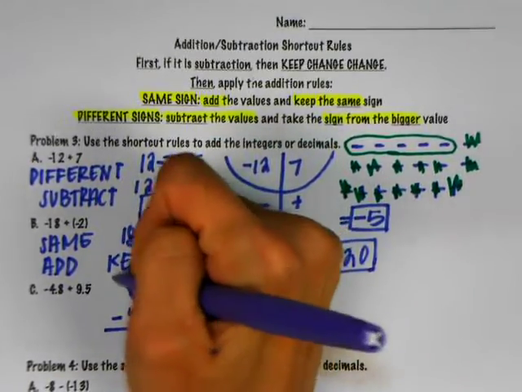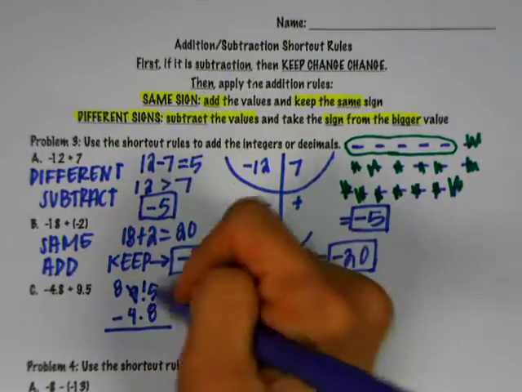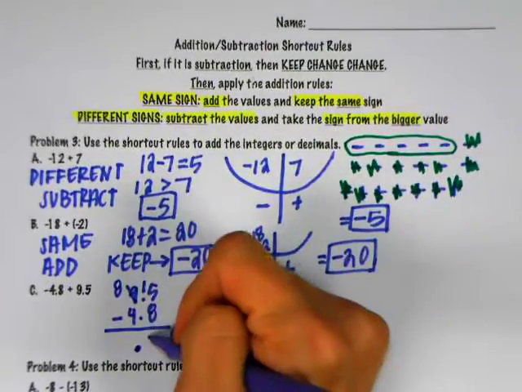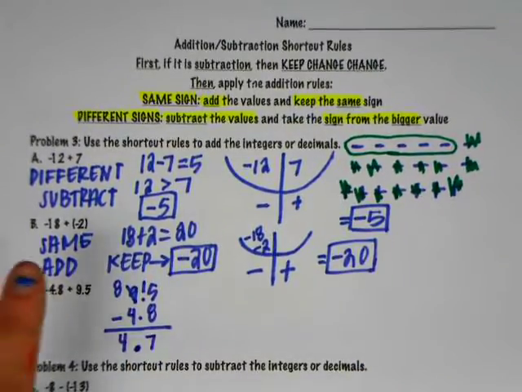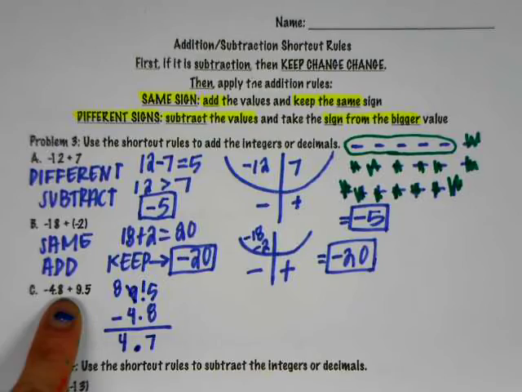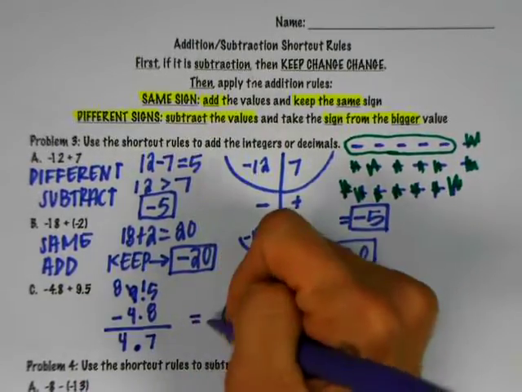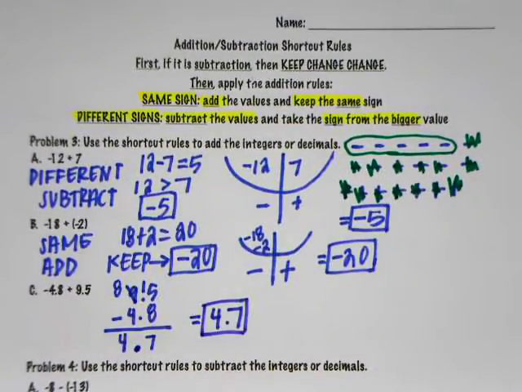So you're going to borrow 1, so that's going to be an 8, and that turns to a 15. And then what's 15 minus 8? 7. 8 minus 4? 4. Okay. So here, which one is bigger, the positive one or the negative one? The positive one, right? So overall, your answer is going to be a positive. Okay.